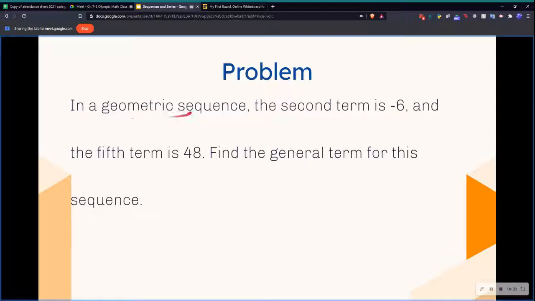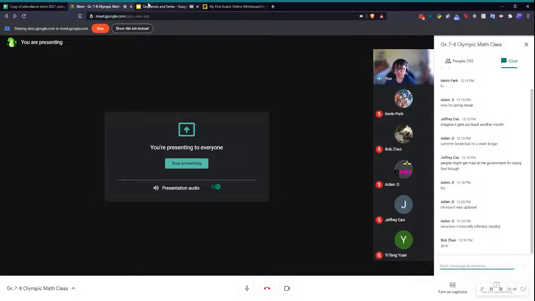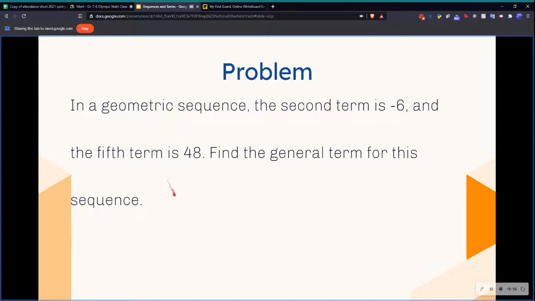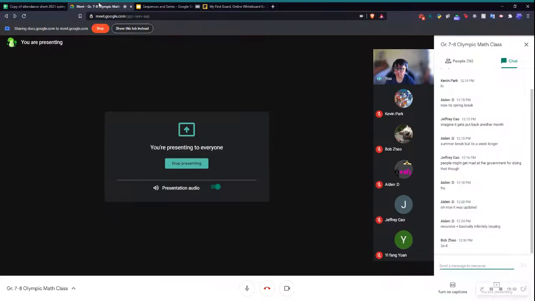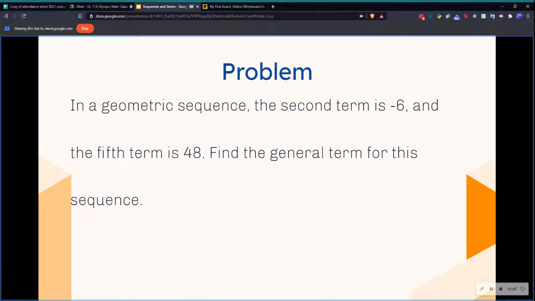So here, in a geometric sequence, the second term is -6, and the fifth term is 48. Now find the general term for this sequence. I'll let you guys think about it before we take it up. It's the same strategy that we used for the previous problem, but it's a little bit different when you're trying to find a and r. It's basically the same strategy though. So just find two equations, like you do with a system of equations. You get a and r, and you just plug them into the general term formula.